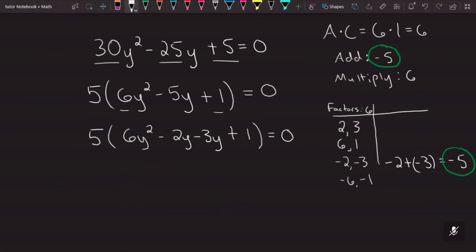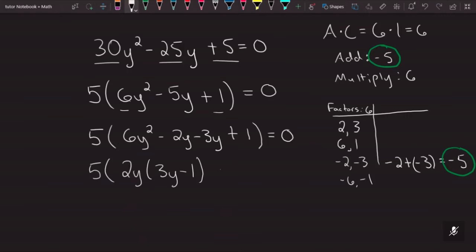And now what we want to do here is factor by grouping. So we're going to look to factor the first two terms inside the parentheses together and the last two terms inside the parentheses. And we're going to factor them together. So when we factor the first two terms, we can factor out a 2y, and we have 3y minus 1 left over.